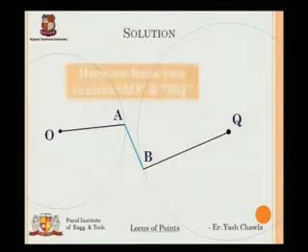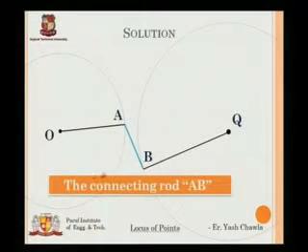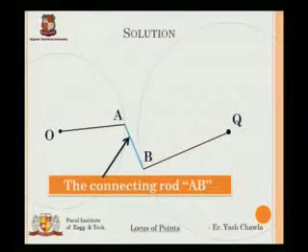What next? We have 2 cranks, OA and BQ, and we also have a connecting rod which is AB. So we have 3 links. All the 3 links are moving with respect to each other. We have 4 joints, so it becomes a 4-bar chain mechanism.